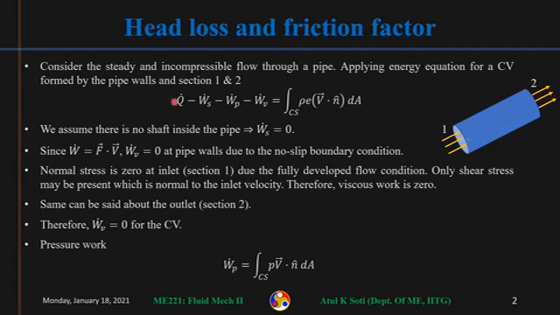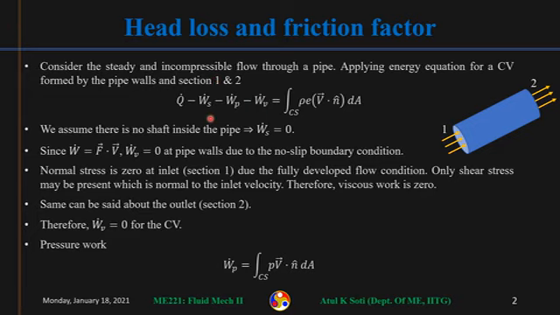So that is the energy equation: Q dot minus W dot. That is the heat given to the control volume minus work done by control volume is equal to the net rate at which energy is leaving the control volume, this surface integral. And then the work is divided into three categories: shaft work, pressure work, and viscous work.